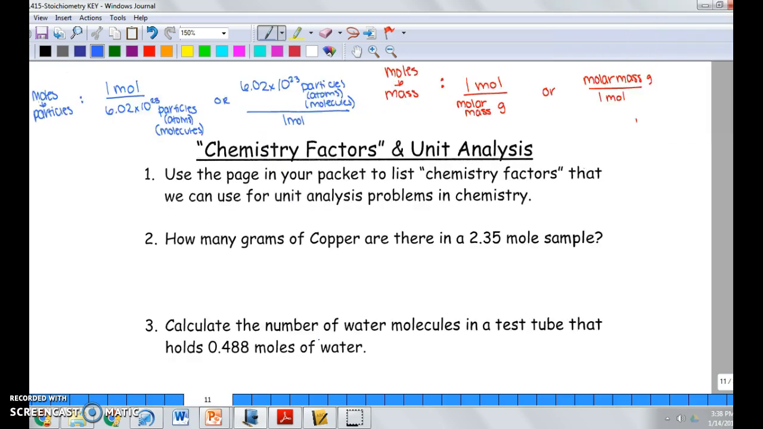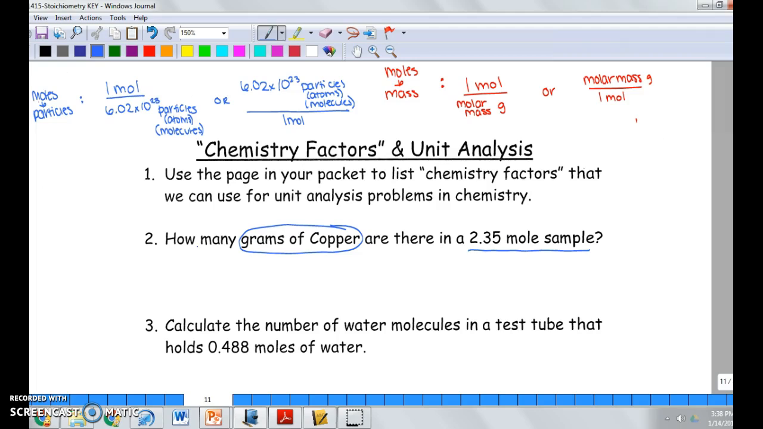The next thing that we're going to do is take a look at page 11. We're going to do 2 example problems, number 2 and number 3. The first thing we have to do is underline the given value. It says how many grams of copper are there in a 2.35 mole sample. So I'm going to underline the 2.35 mole sample because that's our given value, and then I'm going to circle grams of copper. My memory trigger is that this is underlined.